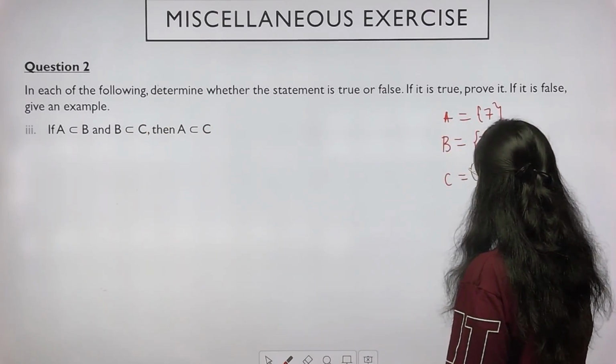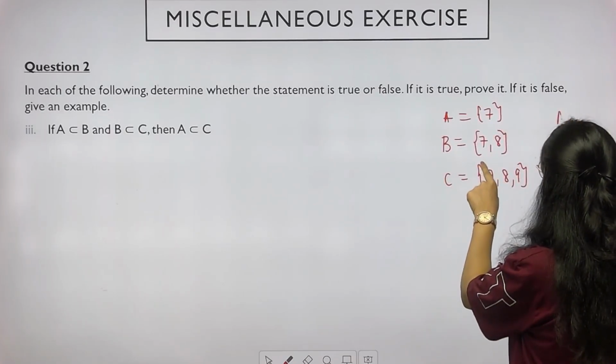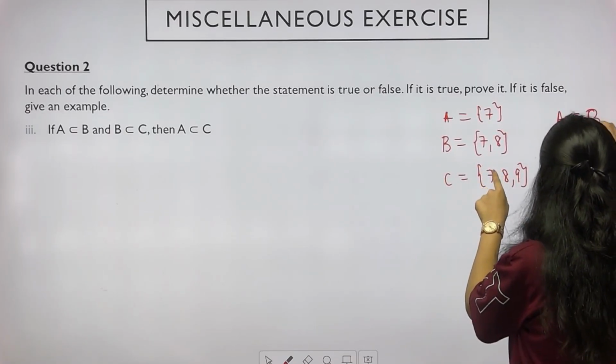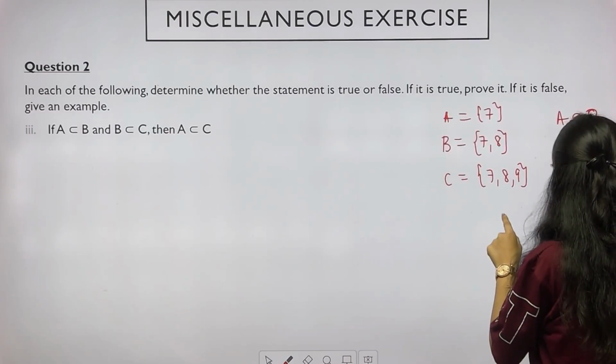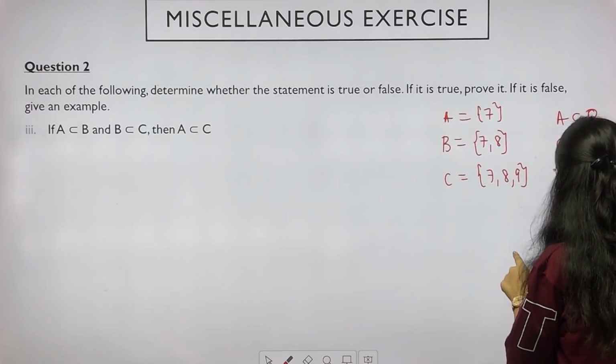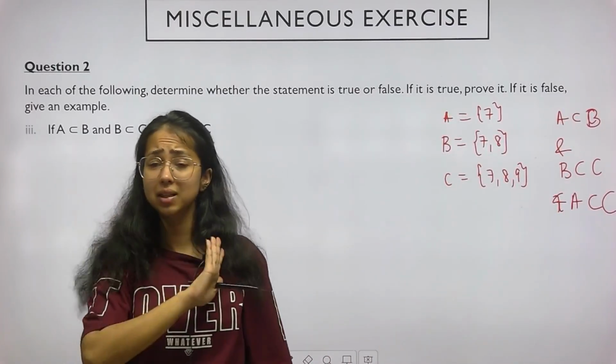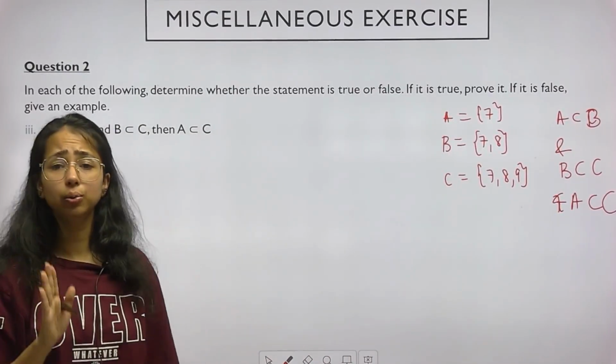And let's take C. It is 7, 8, 9, for example. So clearly we can see that A is a subset of B and B is a subset of C. So according to this, A is also a subset of C. So basically this particular statement is absolutely right. Now we need to write the proof.